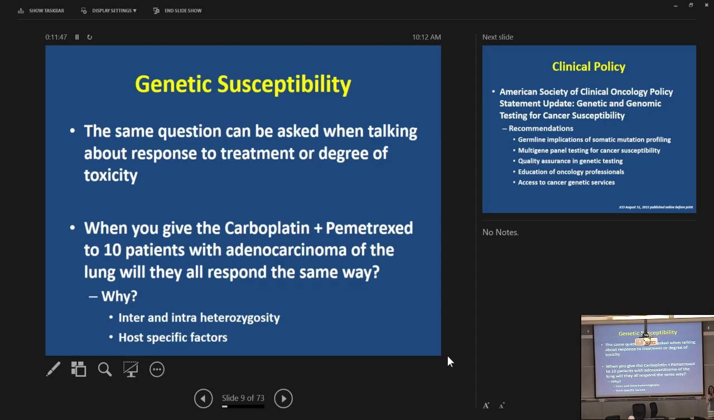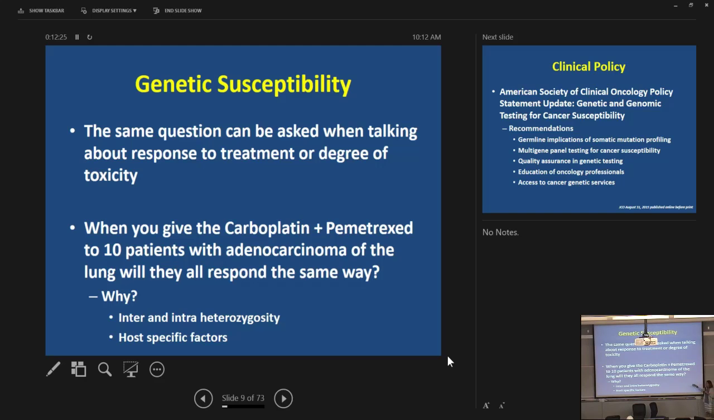Just like some of these things can lead to the development of cancer, some of these genetic susceptibilities can also alter a patient's response to treatment, right? So if we give 10 patients carboplatin pemetrexed for adenocarcinoma of the lung, will they all respond the same way? No, right? I could have 10 stage 4 lung cancers, adenocarcinoma, and we give them carbopem. Is that frontline, recommended therapy? Yeah, it's recommended therapy. So why don't they all respond?